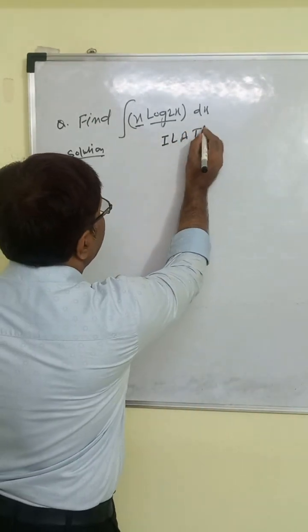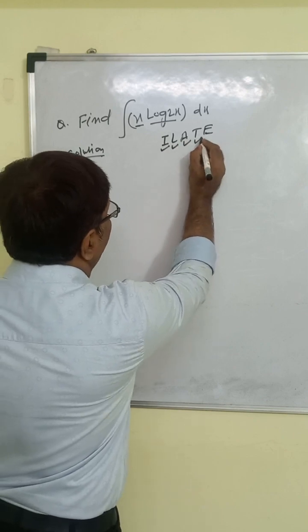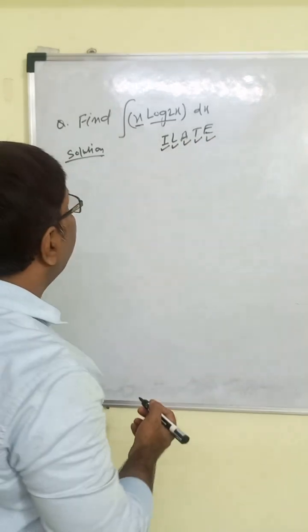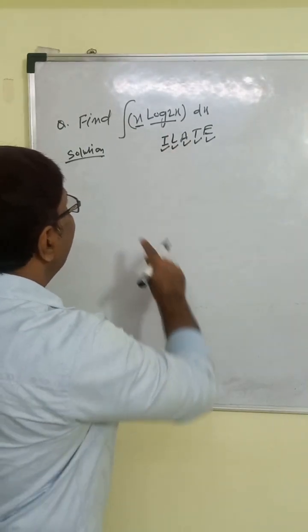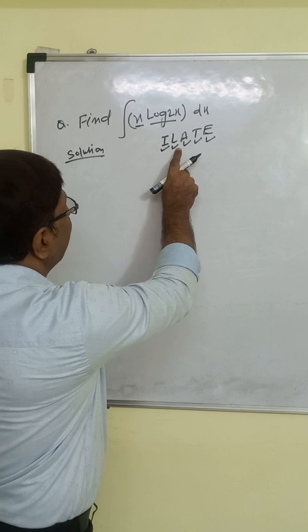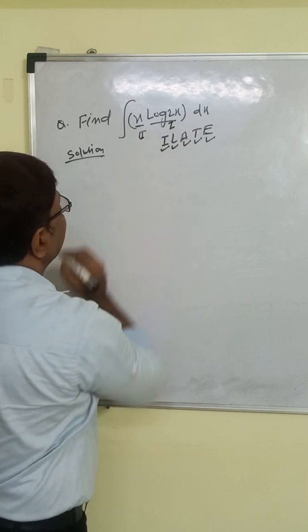ILATE. ILATE means what? Inverse function, logarithmic function, algebraic, trigonometric and exponential. So here x is what? Algebraic, and log 2x is what? That is logarithmic. So logarithmic first, algebraic second. So this is the first function and this is the second function.